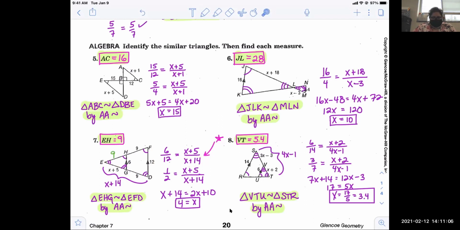And same idea with number 8. Now, number 8, you have to find x, and you also have to answer VT. So if you had 3.4 or 17/5 as your answer, you just forgot to add 2 because it actually asked you for the length of that segment, not just what x is equal to. Questions on anything on those 4?